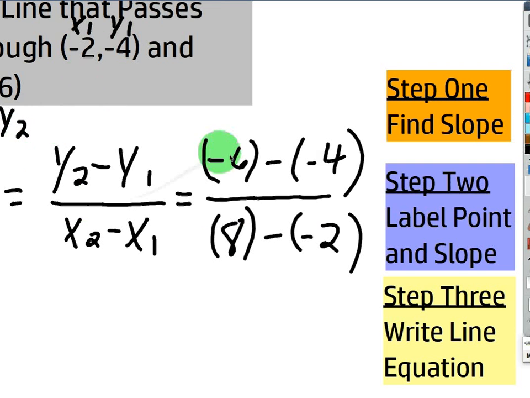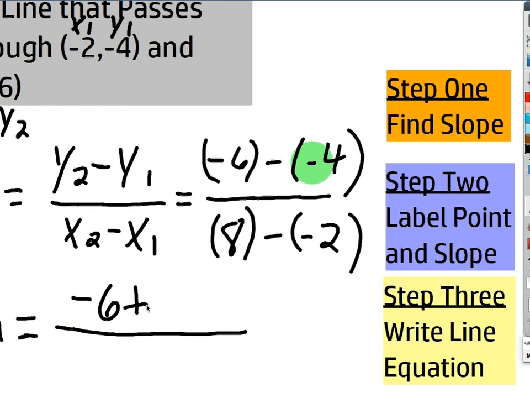Okay, so we did y2 minus y1 over x2 minus x1. Okay, so we need to do some simplification. Anytime you subtract a negative, it becomes a positive, and it happens twice in this example. So both of these are going to become positive. Other than that, I'm not going to change anything on the top. So negative 6 plus 4 on top, and 8 plus 2 on the bottom.